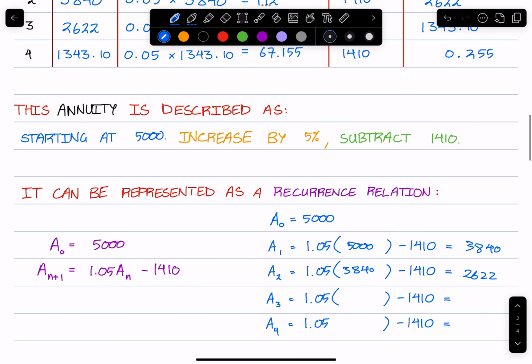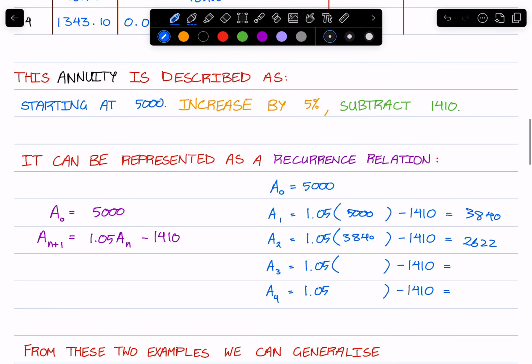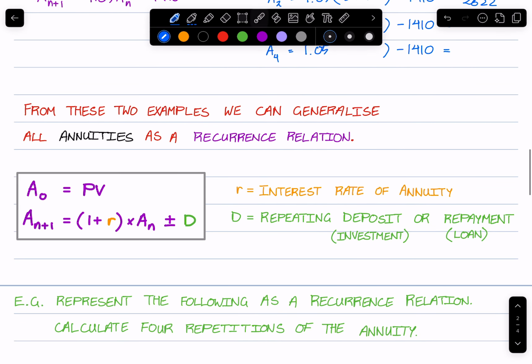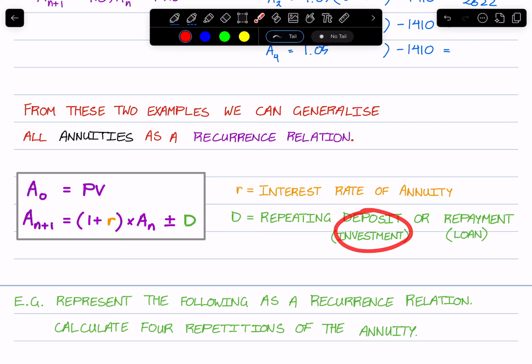Now, from these two examples, we can see that all annuities can be described as a recurrence relation, and this is the general way to say it. A0, or whatever letter, R0, is the present value of the annuity. Then to find the next calculation, you do 1 plus the rate of the annuity times the result of the previous year. And we add or subtract the value of D, where D is the deposit, so plus D, or minus D if it's a repayment or a loan.